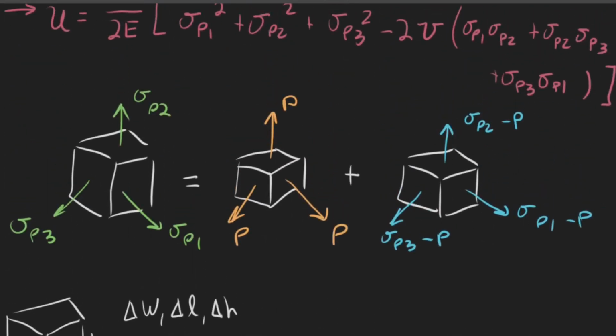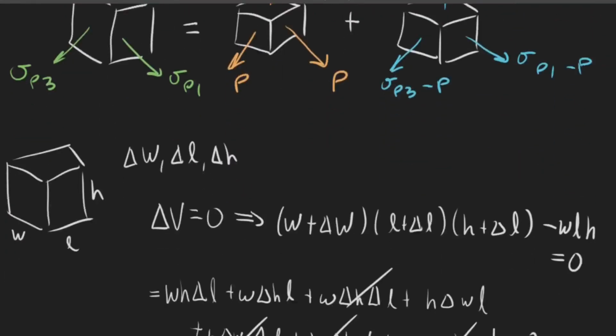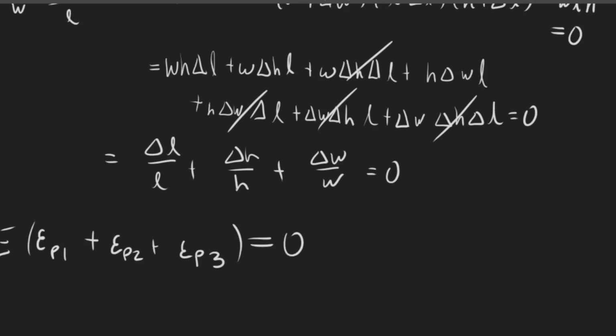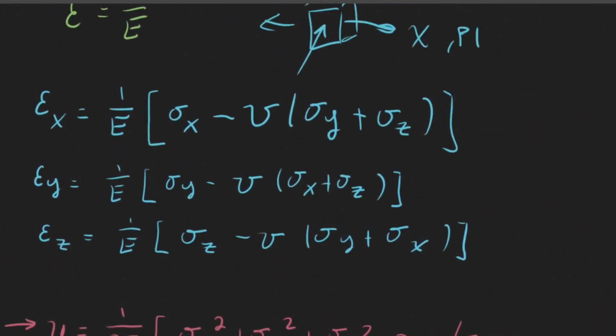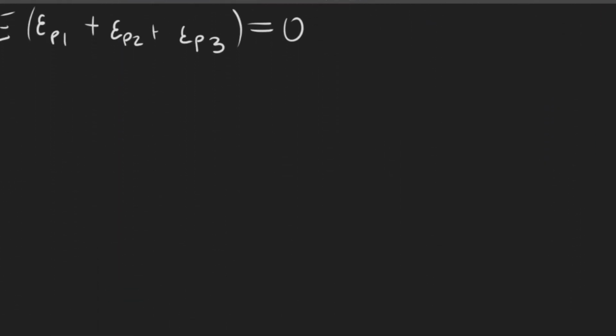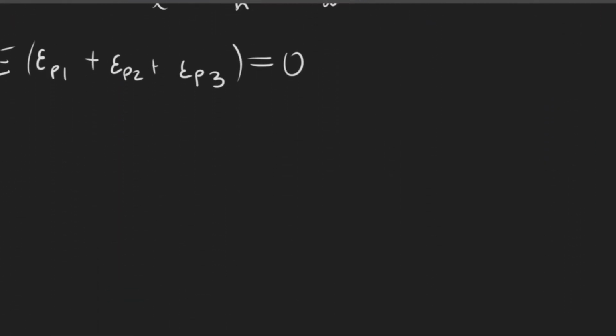All right, so now we're just going to multiply both sides by E. So we can say that E times all of this also has to equal 0, because 0 times E is 0. And now for each of these epsilons, we're going to use that generalized Hooke's law, where the epsilon in one direction is the stress in that direction minus the Poisson's ratio times the stresses in the other directions. So if we go ahead and take this and set it equal to that.